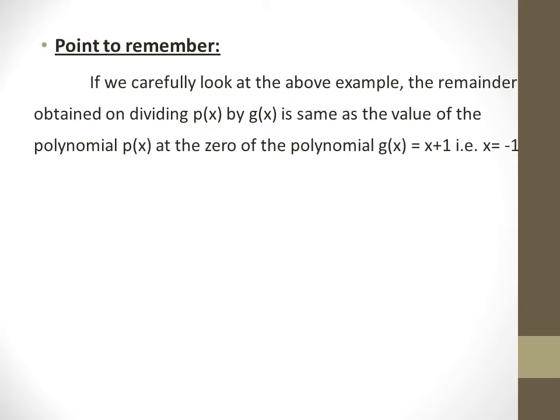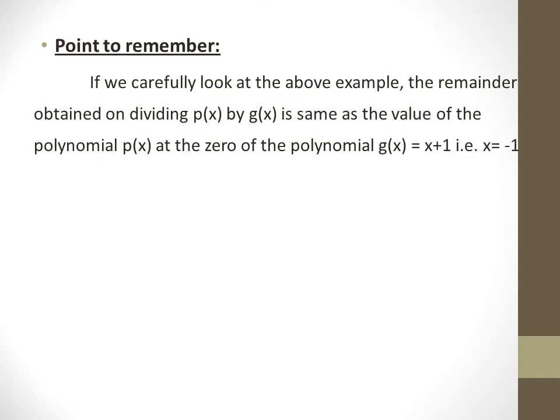There is a point to remember. If we carefully look at the above example, the remainder obtained on dividing p of x by g of x is the same as the value of the polynomial p of x at the zero of the polynomial g of x. Instead of doing all this long division procedure, you can simply put in the zero of g of x. What is the zero of g of x? g of x is x plus 1, so its zero is minus 1. We discussed this in the previous class. Those who are not getting this, please refer to the previous lecture.